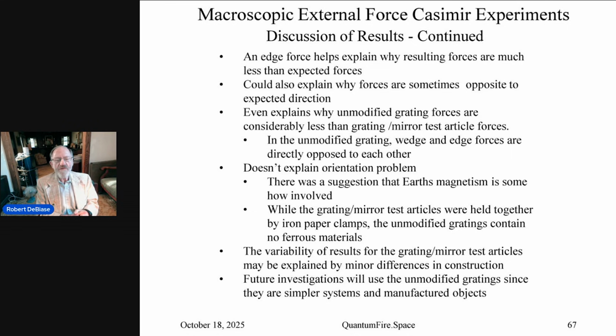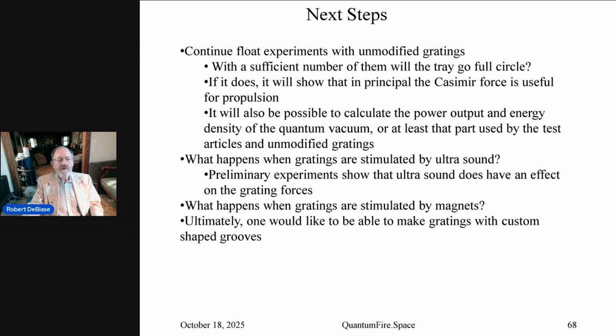There was a suggestion that Earth's magnetism is somehow involved, and it may be. And while the grating mirror test articles were held together by these iron paper clamps, the unmodified gratings contain no ferrous materials. Right? The variability of results for the grating mirror test may be explained by minor differences in construction. And future investigations will use the unmodified gratings since they are simpler systems and are manufactured objects. Right.